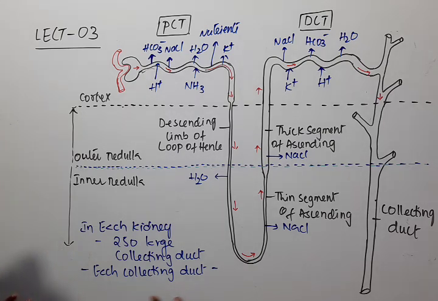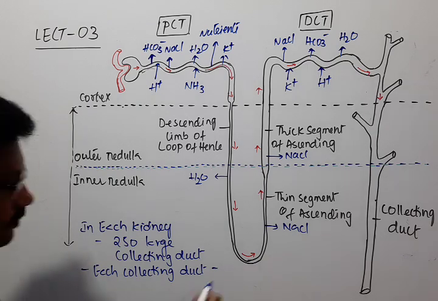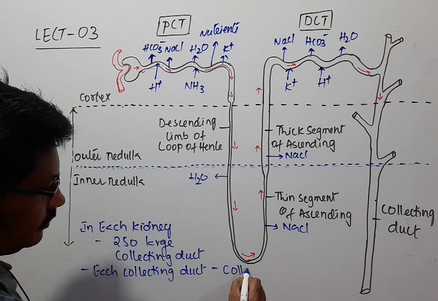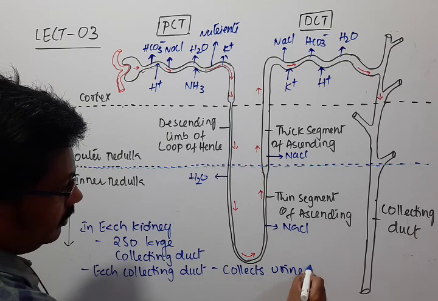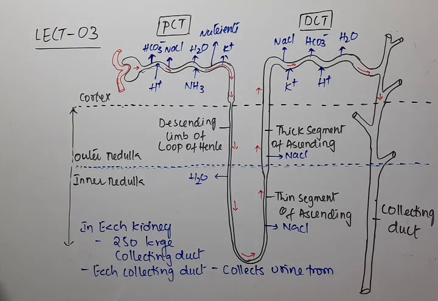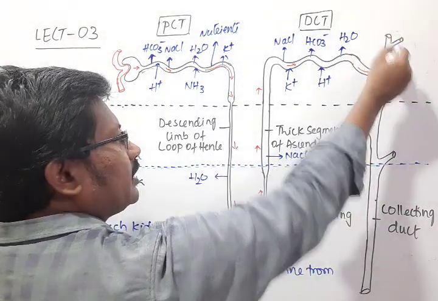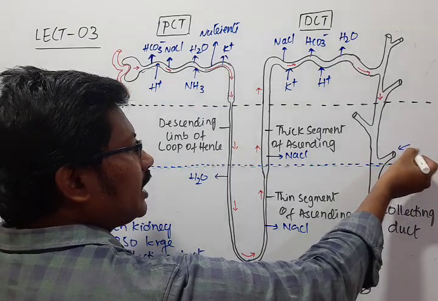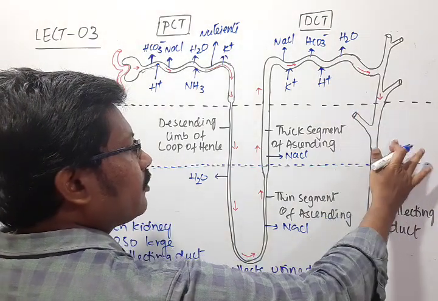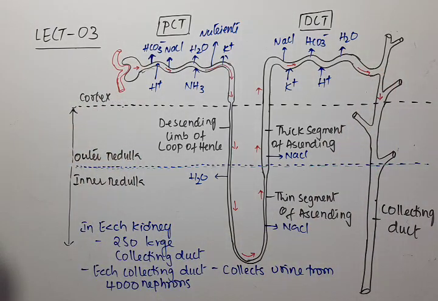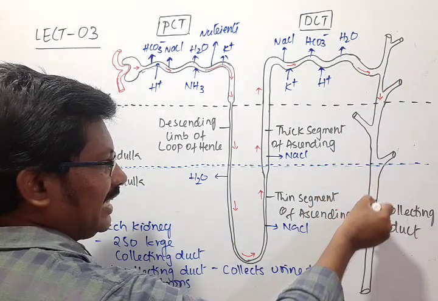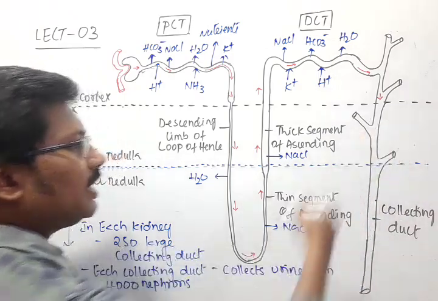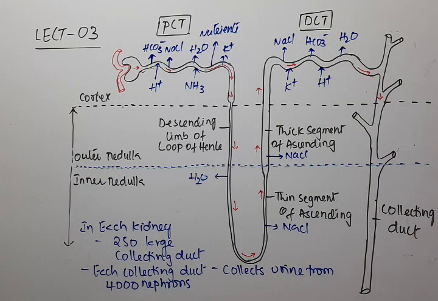So each collecting duct collects urine from 4,000 nephrons. So here it is connected to, all this is from another nephron. This is from another nephron. So like this you will find around 4,000 nephrons. So this collecting duct will take up the urine from 4,000 nephrons.